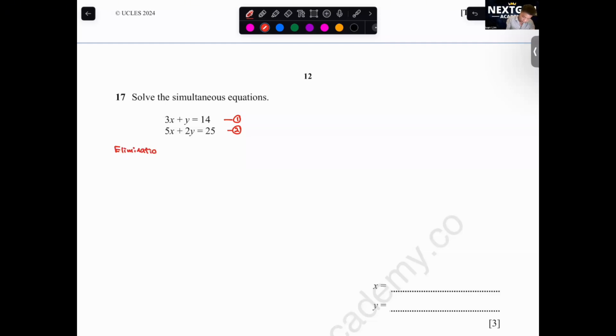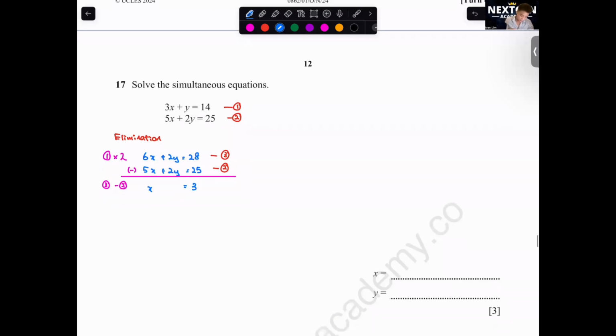We first have to make one term to be the same value. So I'll take equation 1 multiplied by 2, we make the y the same. So 6x plus 2y equals 28. Let's call this equation 3. Then we bring down the other one, 5x plus 2y equals 25. This is your equation 2. Then we'll take the third equation minus the second equation. This will be x equals 3.